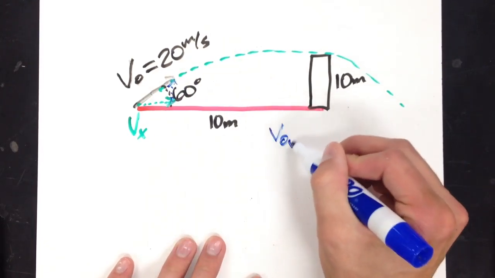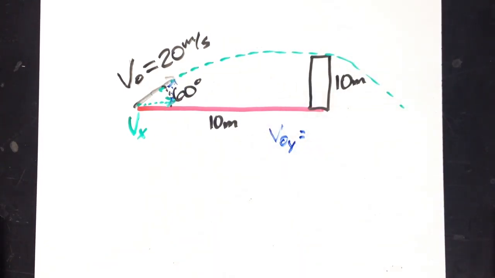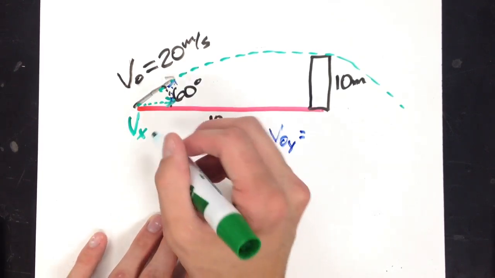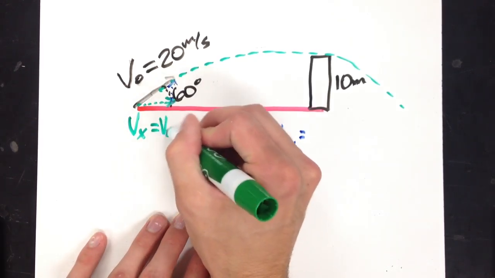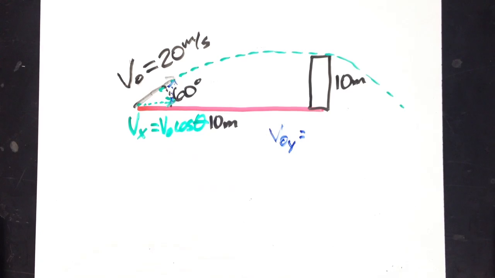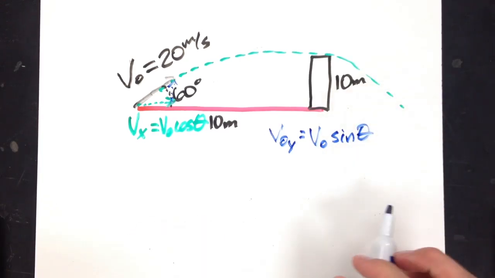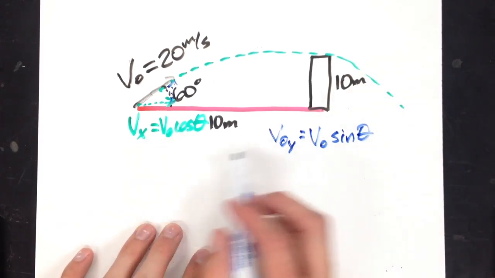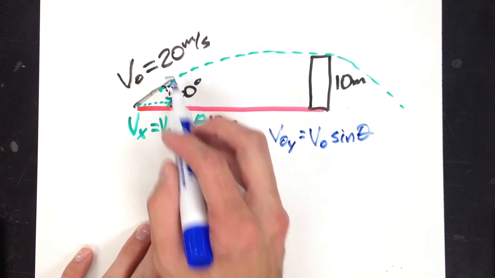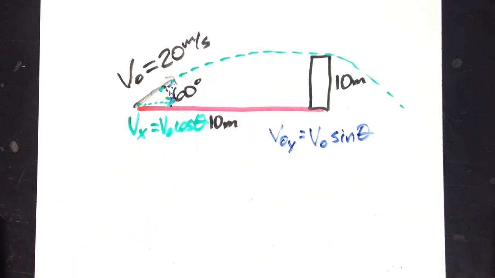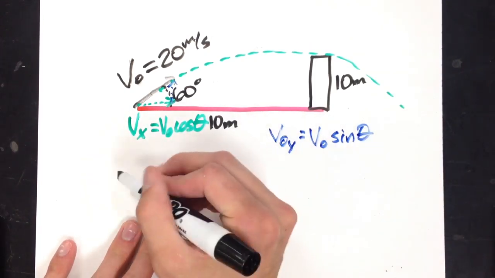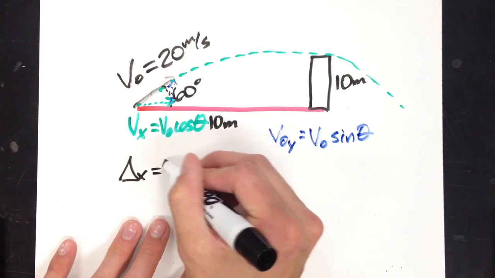Well, I know the angle. Vx is the adjacent to that angle, so I would do V0 cosine of my angle. To get V0y, I would do V0 sine of my angle. Because again, SOH CAH TOA, A being the adjacent, O being the opposite. Now, I know that this wall is 10 meters away, so I know the delta x.